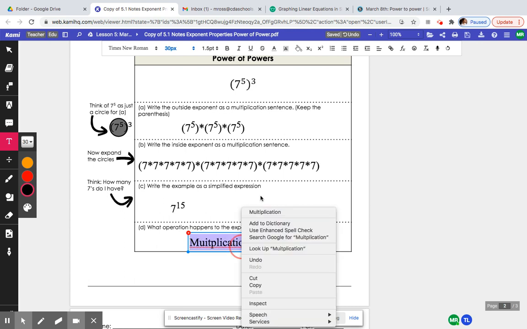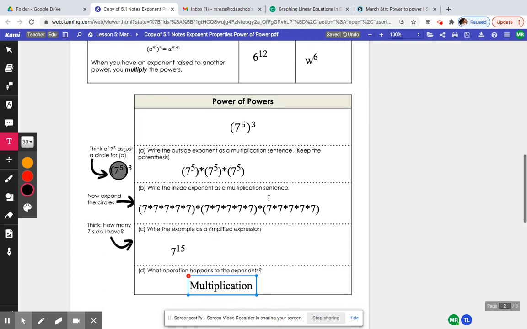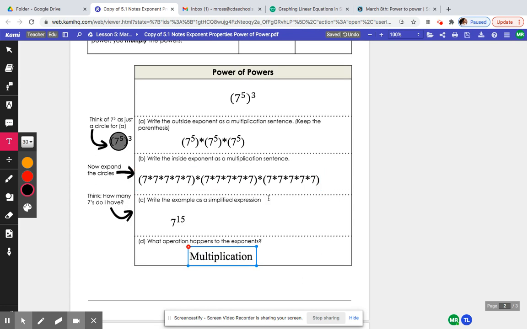All right, so if you have any questions on this, please let me know, but you can go ahead and do the activity. But that's all we are doing with our exponents today. We are just multiplying them together.